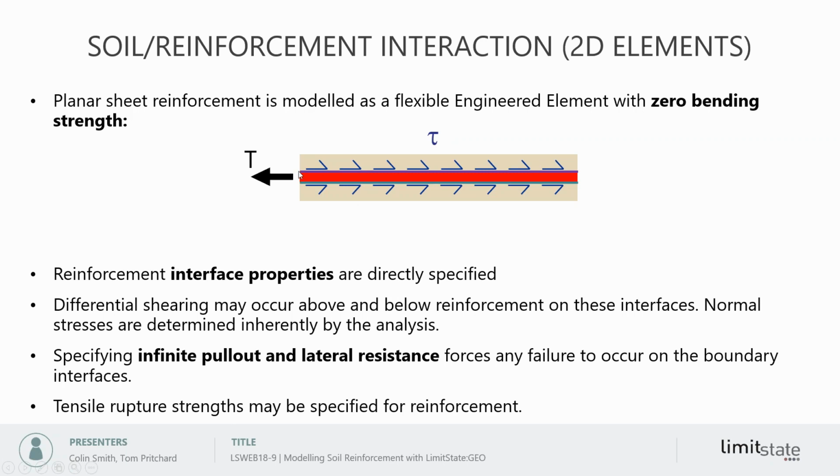So in this case, what we do is we directly specify the interface properties. The software allows differential shearing above and below the reinforcement if that's what happens in the analysis. The normal stresses are inherently determined by the analysis, and if we specify infinite pull-out and lateral resistance, it means that failure is forced to happen on the interfaces with the planar reinforcement, which is what we require. And we can also put in a tensile rupture strength for the reinforcement if we wish.